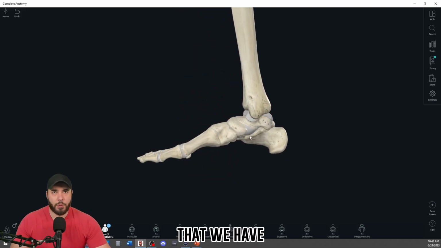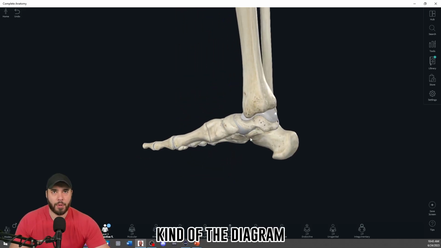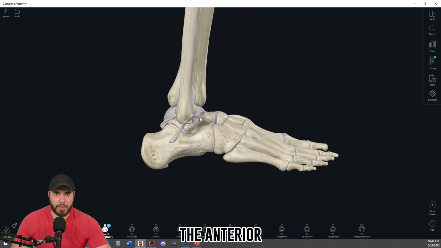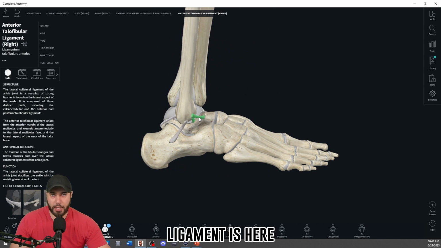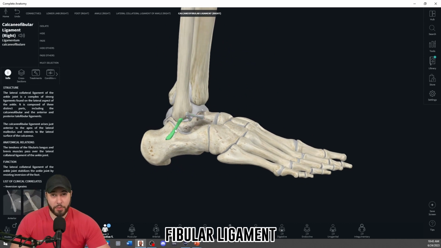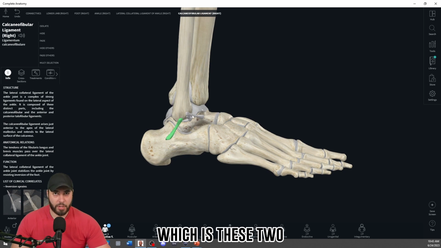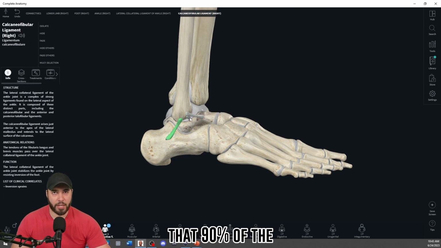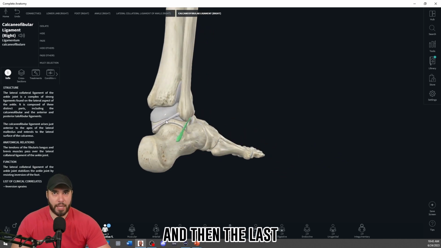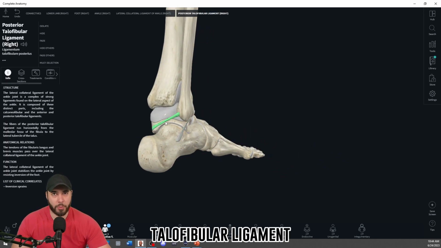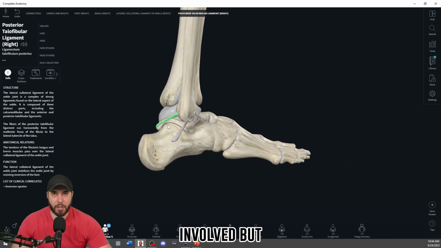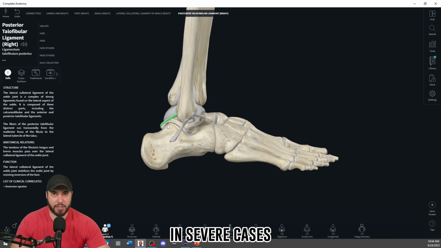Here we can see the diagram of the right ankle, or the right foot, and we can see the different ligaments. The anterior talofibular ligament is here, which is the first one that's primarily injured, and then we have the calcaneofibular ligament. These two ligaments are where 90% of the injuries occur in an inversion ankle sprain. The last one is the posterior talofibular ligament, which tends not to be commonly involved, but it can happen in severe cases of ankle injury.